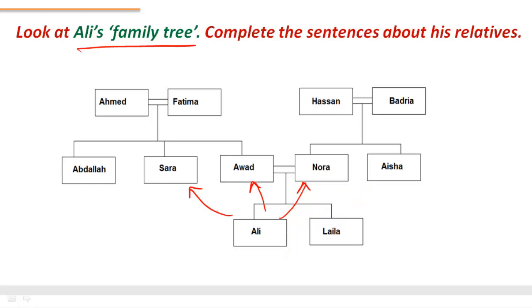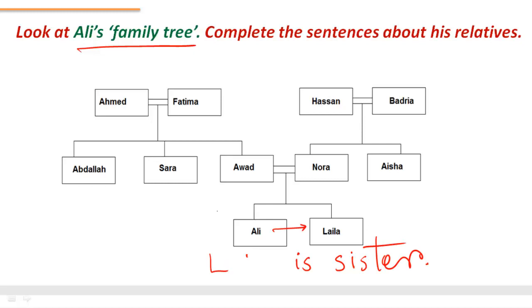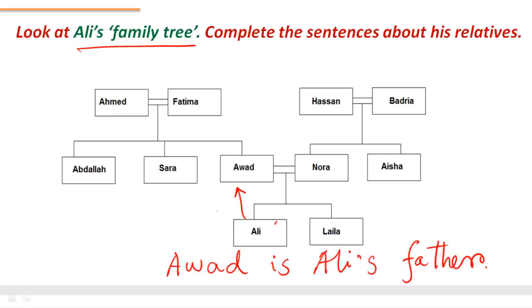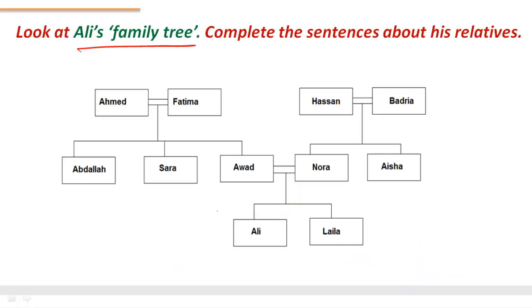If we discuss something from this family tree, then I can say that Ali and Laila, they have a relationship and they are brothers and sisters. So we can say Laila is Ali's sister. If we look at other members from Ali, then we can find other relationships. For example, if we look at Awad, what is the relationship between Awad and Ali? We understand that Awad is Ali's father. What about this Noura? You can say it is very easy. Noura is Ali's mother.